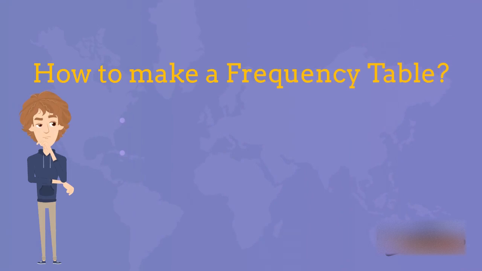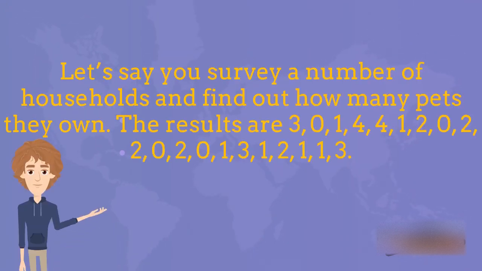How to make a frequency table. Let's say you survey a number of households and find out how many pets they own. The results are 3, 0, 1, 4, 4, 1, 2, 0, 2, 0, 2, 0, 1, 3, 1, 2, 1, 1, 3. Looking at these numbers really boggles the eye. A frequency table will make the data easier to understand.